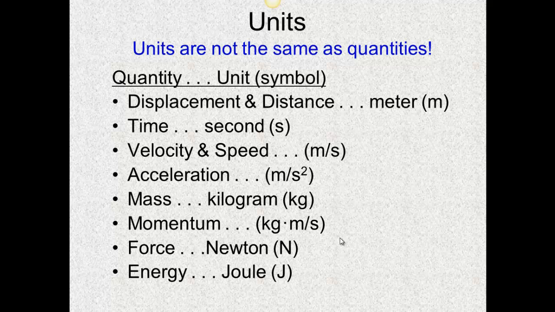So things like displacement and distance, we both measure those in meters and they've got the symbol m. Where we've got velocity and speed, they are different, but we'll also both measure those in meters per second, or you might see that as meters per second to the -1. And then you've got the units for acceleration, meters per second squared, and so on and so on. You can have a look at those, right?